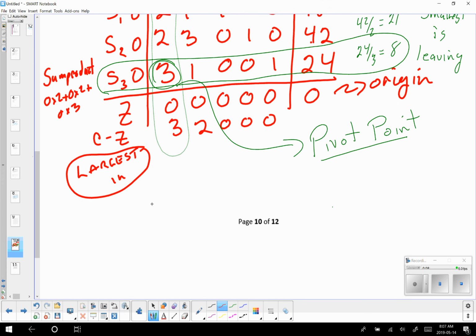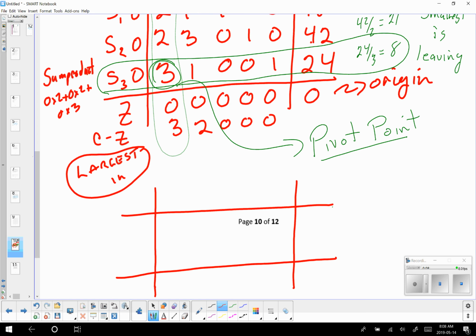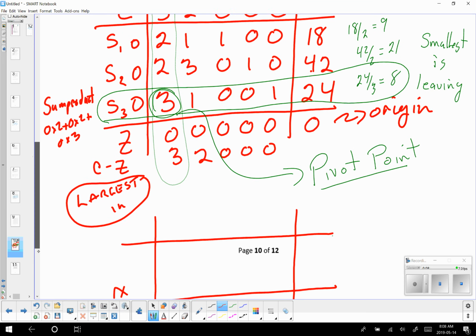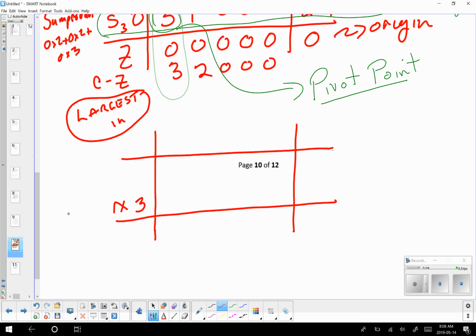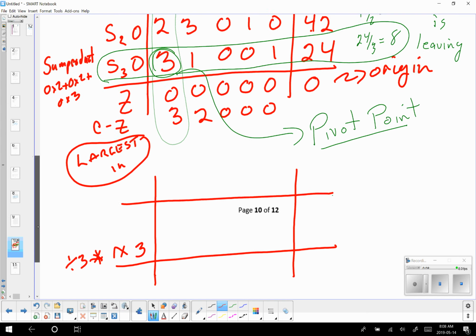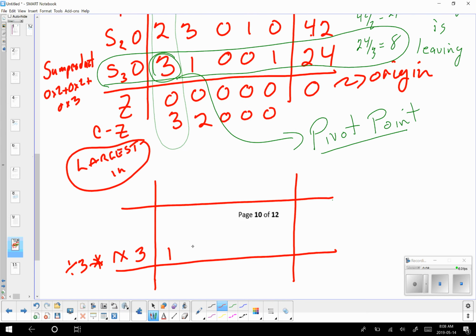I'll try to keep the colors consistent here. Oh, that's going to be a problem, but it's okay, because we need to use the previous tableau. So this is going to be X3, and I'm going to divide it by 3. This is my special equation now, my special line. So it's going to be 1 over 3, 0, 0, 1 over 3, and 8.